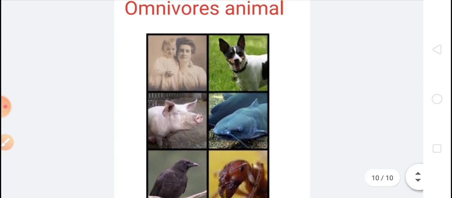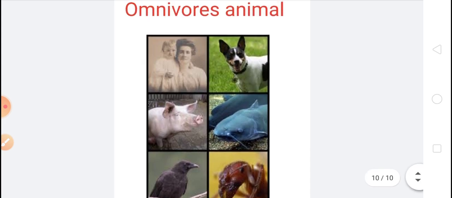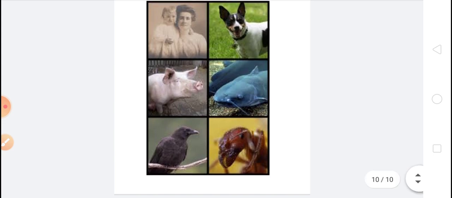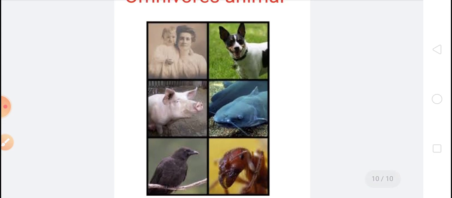Another category of the consumer is scavengers. Children, scavengers means the animals which depend upon dead animals and thus help to keep the environment clean. They are the animals which feed on the dead remains of animals.